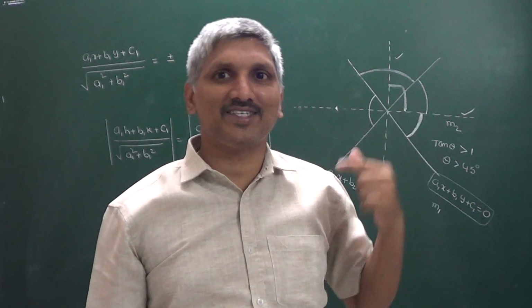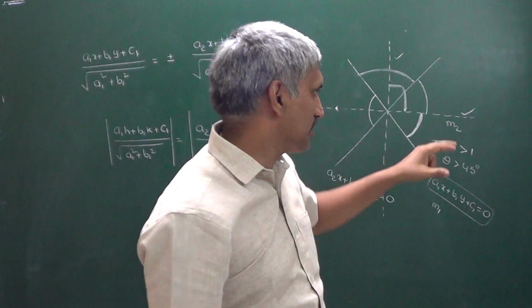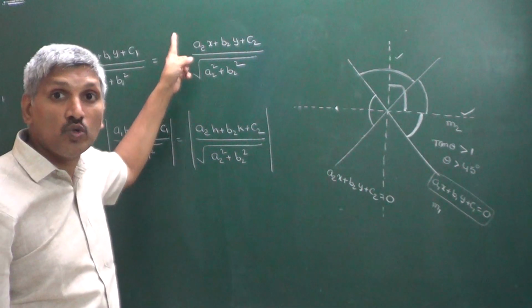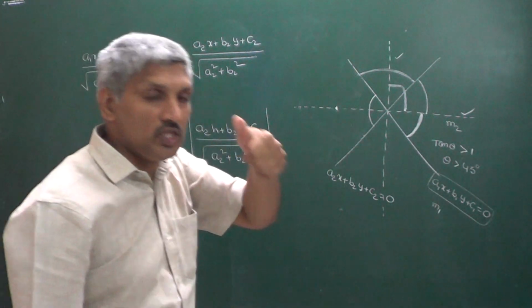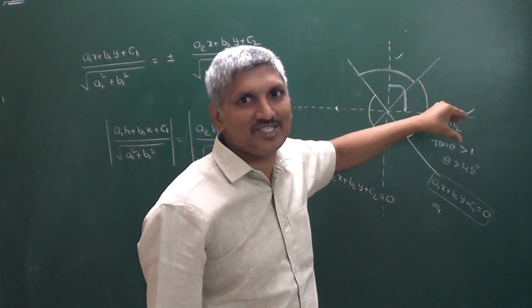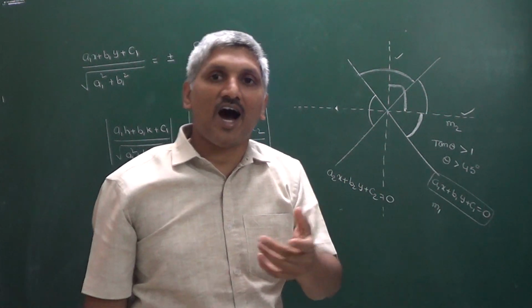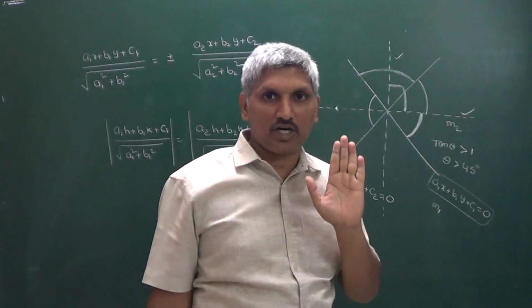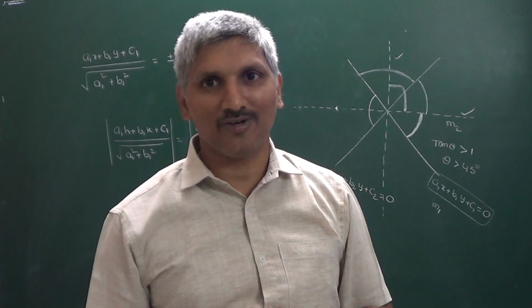Automatically the other bisector is the acute angle bisector. Because among these two, only one line you are taking. That line's slope is m2. So that bisector is the obtuse angle bisector, and automatically the other one is the acute angle bisector. That is the procedure we have to follow, right?